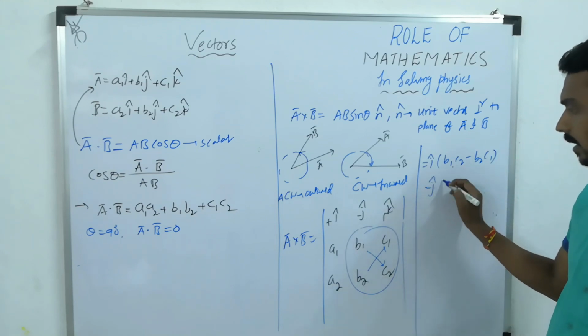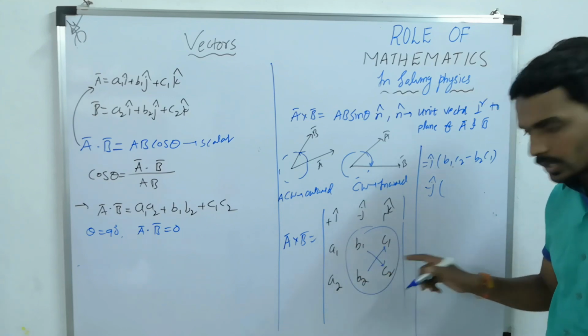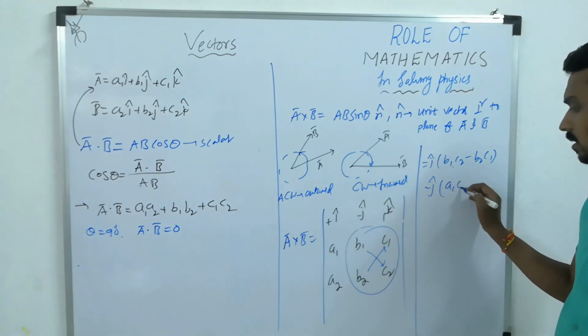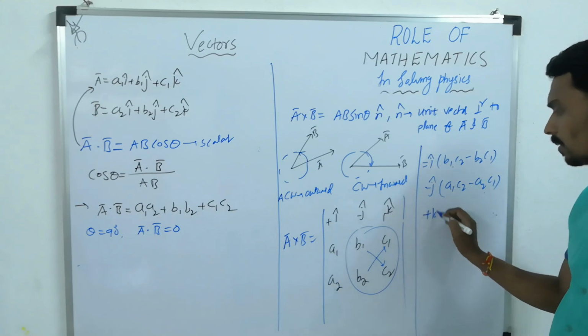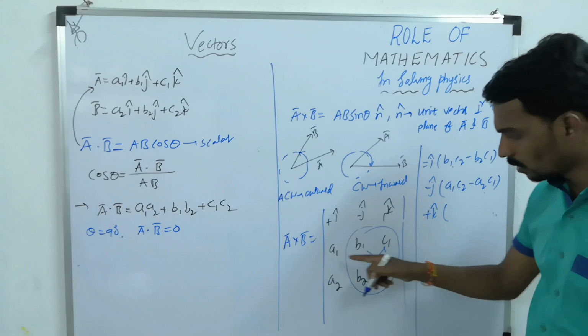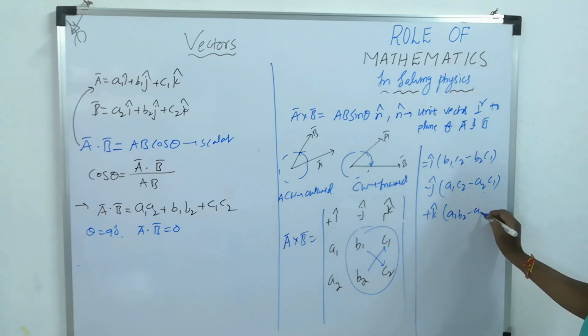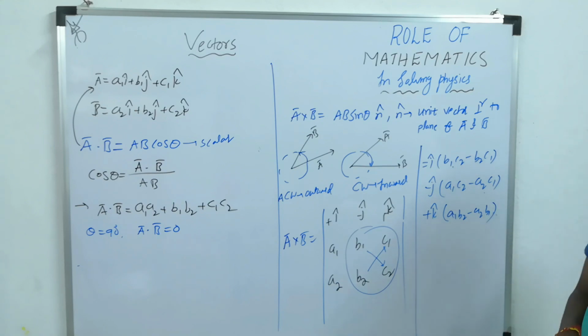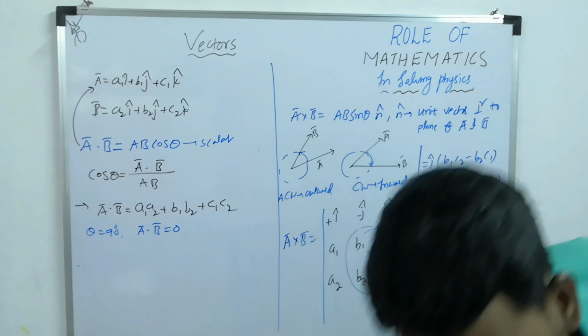Then minus J. This row and column will go, so A1 C1, A2 C2 will remain. So A1 C2 minus A2 C1. Plus K cap. This row and column will go, then A1 B2 minus A2 B1. So this way you can find the cross product of two vectors.